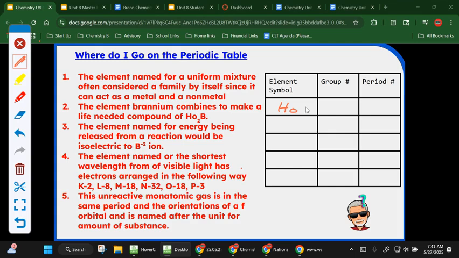Now, what element is a group unto itself, is a family unto itself, and can act as a metal and a non-metal, Alicio? It is hydrogen. So what group is hydrogen in, Alicio? And what period? Yep. So group 1, period 1. Any questions on that, ladies and gentlemen?